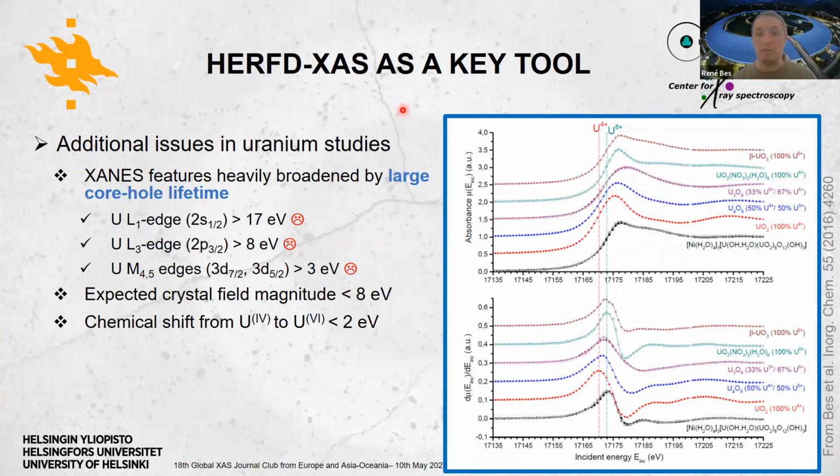Okay, how to study this? You have issues when you are studying uranium, essentially because if you look at the XANES, which is probing directly the electronic structure somehow, all the features are heavily broadened by the large core hole lifetime we have on uranium. If you look at the uranium L1 edge, it's typically over 17 eV. So then we will see almost no features. At the L3 edge, it's a little bit better, but you have already 8 eV broadening. So this is quite a lot.